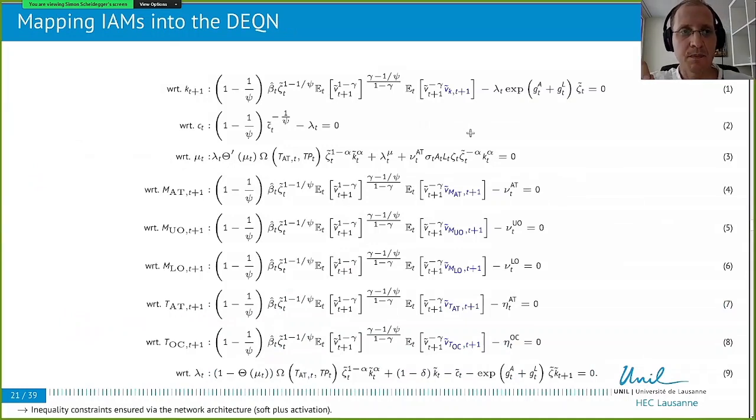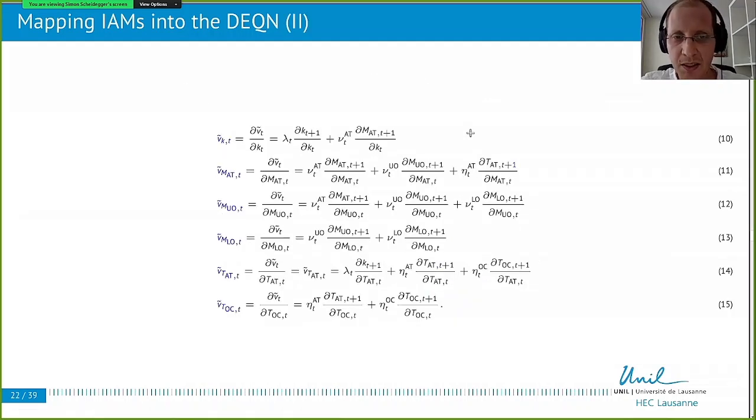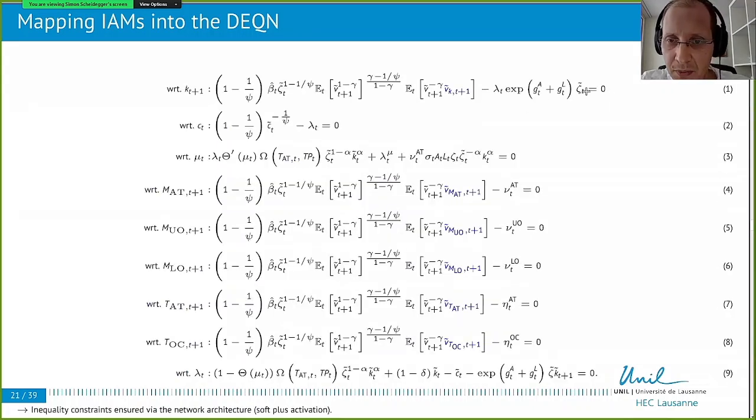We rewrite the optimization problem we had before in terms of the first order conditions. This gives a bunch of ugly equations. I'm not going into that. The important thing is you have a lot of these expressions that equal 0.